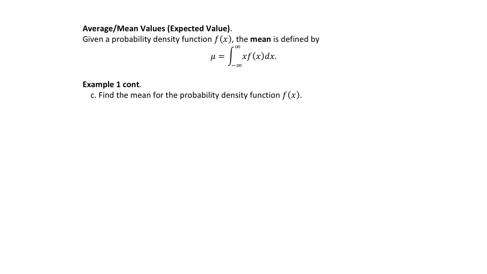For our next example, I'm going to do a little sort of example to help illustrate this. We're going to talk about what are called average values or mean values. Sometimes it's called the expected value. So let's pretend we have a game, and in this game, we're going to roll a 6-sided die.